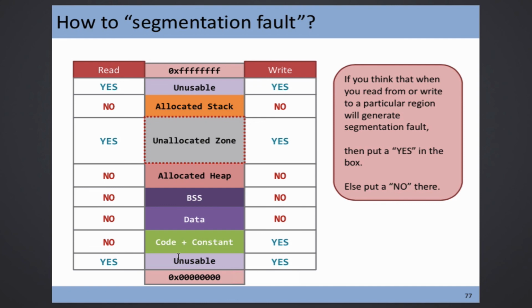So for the yes part, yes means segmentation fault. Here, the write part we have more, because for the write part, you can compare. The code and the constant occupy a read-only data range. So when you write to it, segmentation fault. Or you try to read or write over this unallocated zone, segmentation fault.